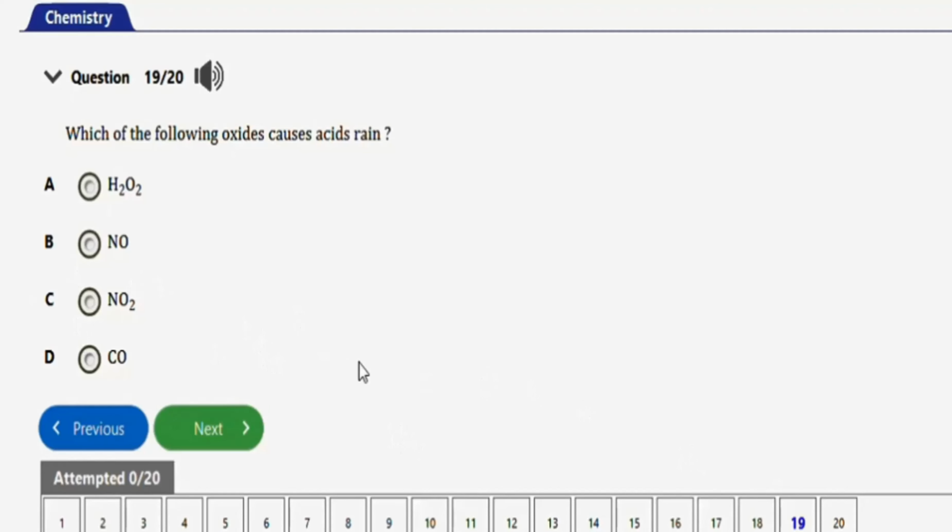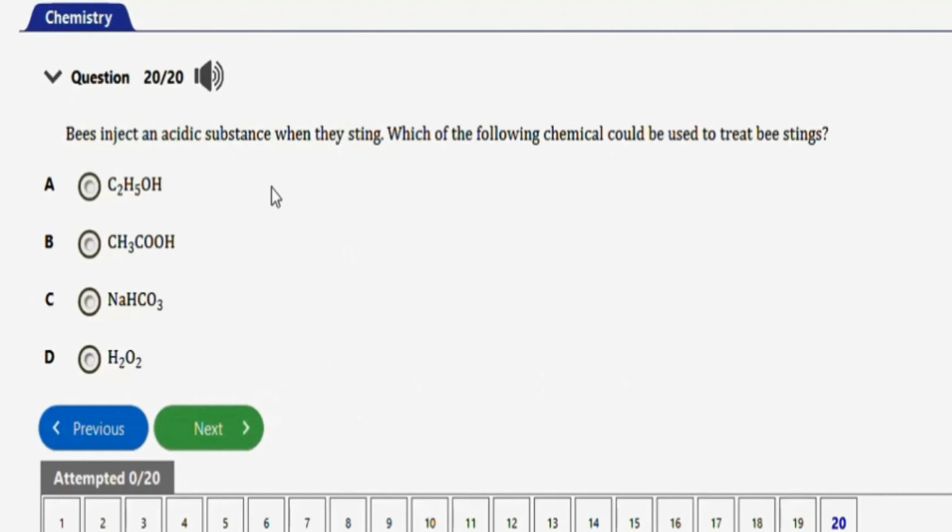The last question before I end this video will be this one. It says bees inject an acidic substance when they sting. Which of the following chemicals could be used to treat bee stings? So it's not ethanol, it's not ethanoic acid, it's not hydrogen peroxide. The right option is option C, sodium hydrogen trioxocarbonate(IV). So guys, this basically covers problems involving acids for your chemistry practice, with 18 repeated questions in this video. Hope you learned something interesting from the video.